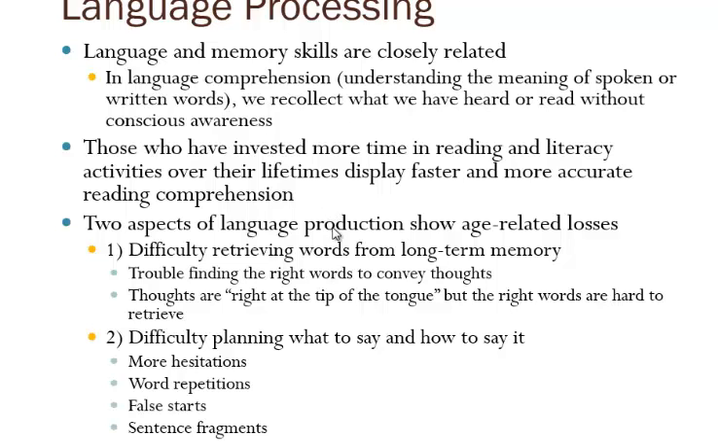So, two aspects of language production show these age-related losses as people get older. Number one, difficulty retrieving words from long-term memory, where people can't find the appropriate word that they're thinking of, or you're thinking of something and you just can't express it properly. That's a symptom of aging, and that can happen because the brain just isn't as sharp at working things out. And then there's difficulty planning what we say and how we say it.